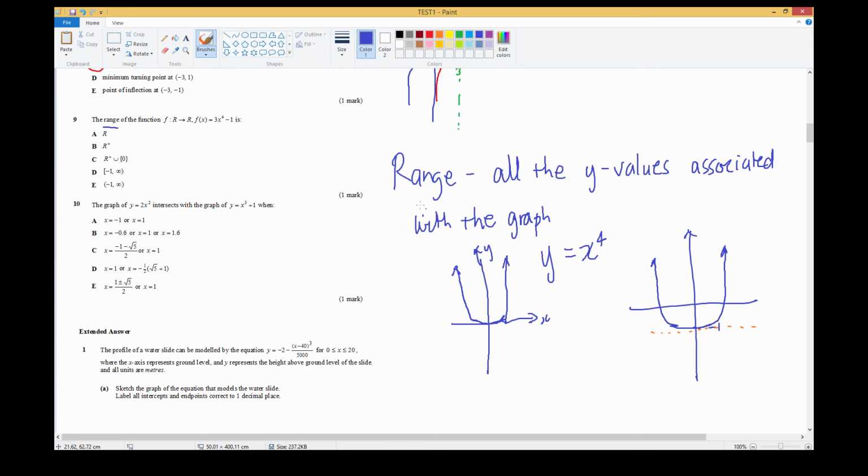Right, so if the range is all the y values associated with the graph, we can see with this graph that it is starting at -1. So this is the y-axis here, and all the values from this point here are the y values associated with the graph. So we'll use our terminology. We're starting from -1, and it keeps on going to infinity, because you can't touch infinity. That's why this bracket's curved. So our response for that one is D.